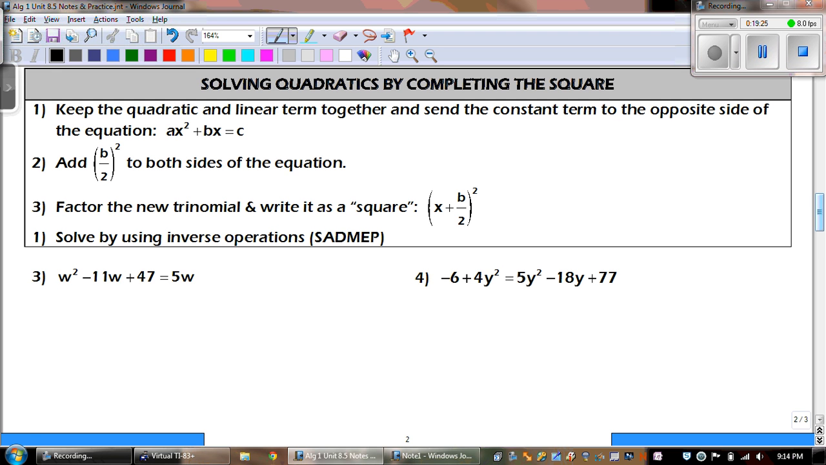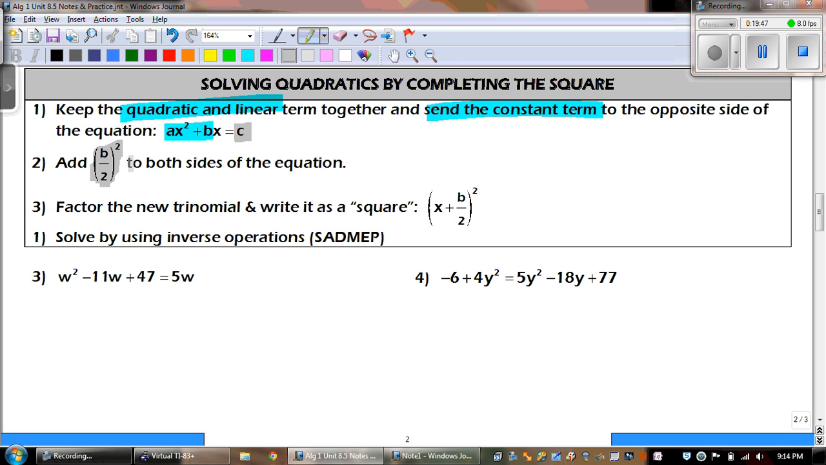So Ms. Carranza was nice enough to rewrite the directions on here. We want to make sure to keep the quadratic and linear term together, okay? And send the constant term to the opposite side. So it's going to look like ax squared plus bx equals c.